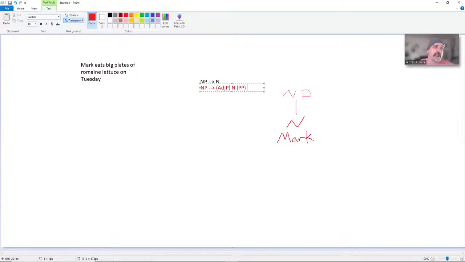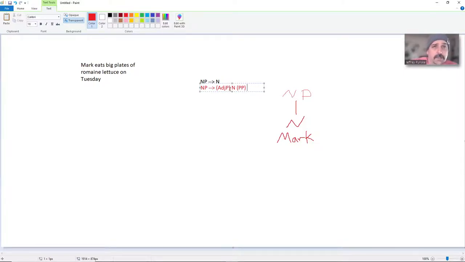So for now, these are the rules that we need to capture the noun phrases Mark and big plates of romaine lettuce. We also have the noun phrase romaine lettuce. That one's a little tricky. It probably could actually just be captured by NP goes to N, because that's probably a compound noun. So we could probably just treat that as a single unit, or we could treat it as adjective phrase followed by noun. So all of our noun phrases are presently captured by these rules.